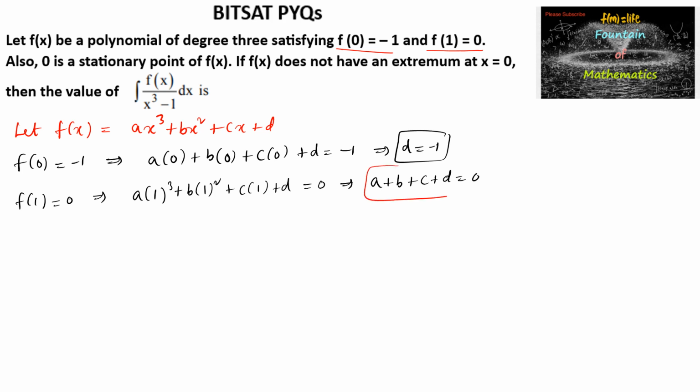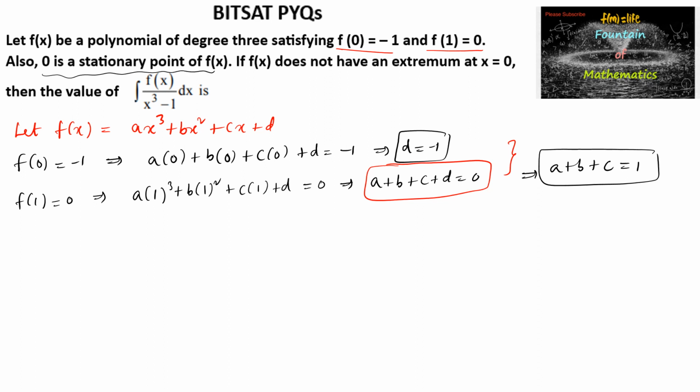So from this, since d is equal to negative 1, we can write that a plus b plus c is equal to 1. And now 0 is a stationary point of f(x) and f(x) does not have an extremum. Since 0 is a stationary point, f'(0) is 0, and also f''(0) is 0. So let us find f'(x).